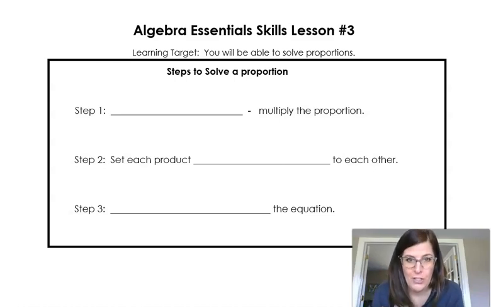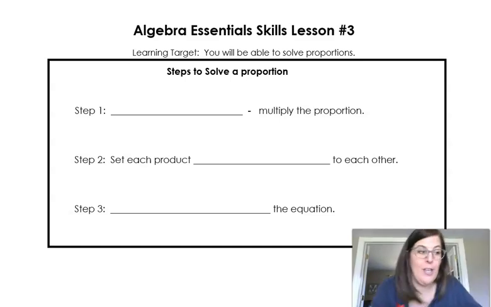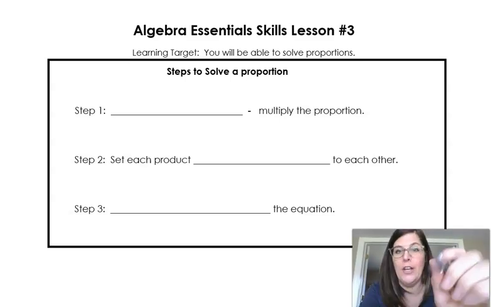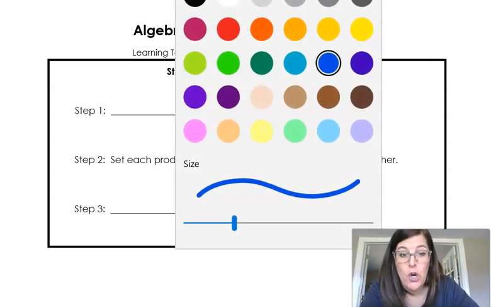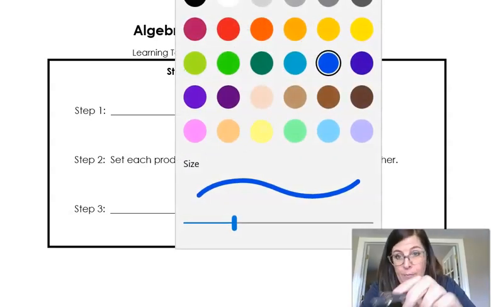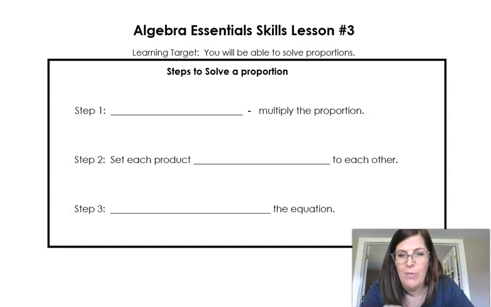So, essential skill number three, what you need to be able to do is solve proportions. Oh my word, you are going to do this a crap ton in geometry. So, what do you do to solve a proportion?